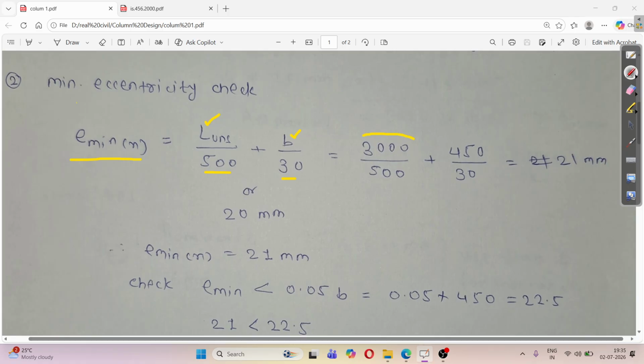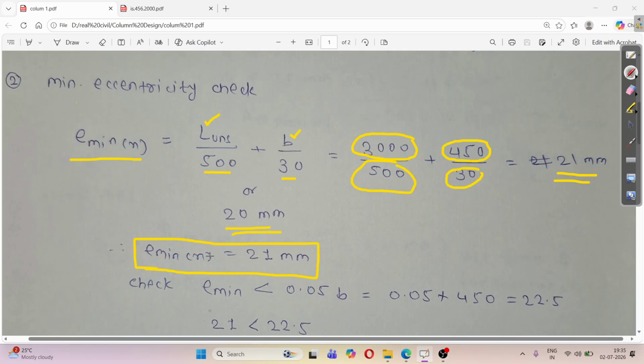So the unsupported length of the column is 3000, that is 3 meter, divided by 500 plus, as we are checking the eccentricity in x direction, the dimension is 450 divided by 30. So this is the formula, L unsupported divided by 500 plus B by 30. So the answer comes 21 mm or 20 mm. So we have to select the maximum one. So minimum eccentricity in x direction is 21 mm.